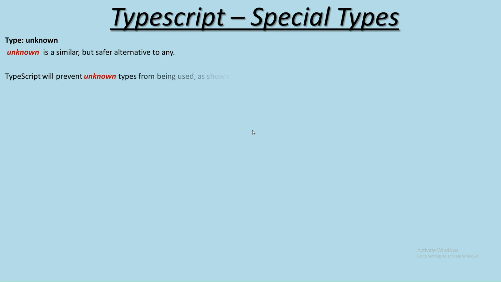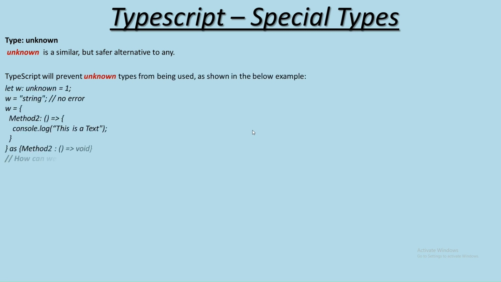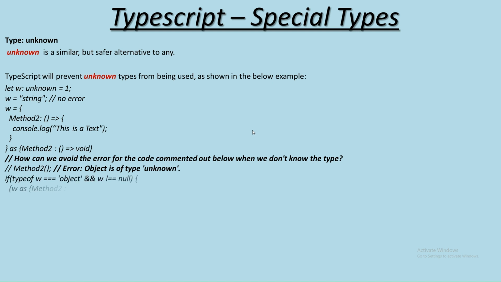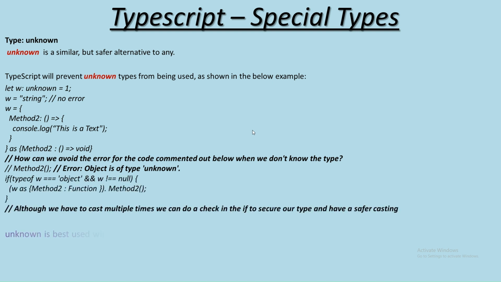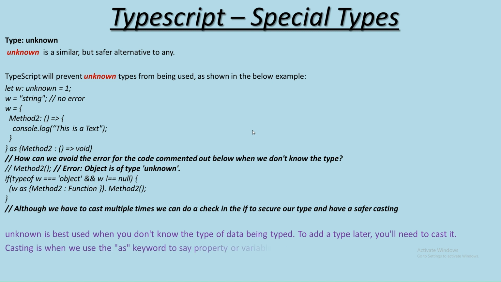Unknown data type. Unknown is a similar but safer alternative to any. TypeScript will prevent unknown types from being used, as shown in the example below. So we declare a variable with the type unknown equal to 1, an integer value, and then we assign it a string. Then we have a function, with the variable cast within curly braces to a type with a method, method2, which prints that this is a text, and we assign it the return type void.